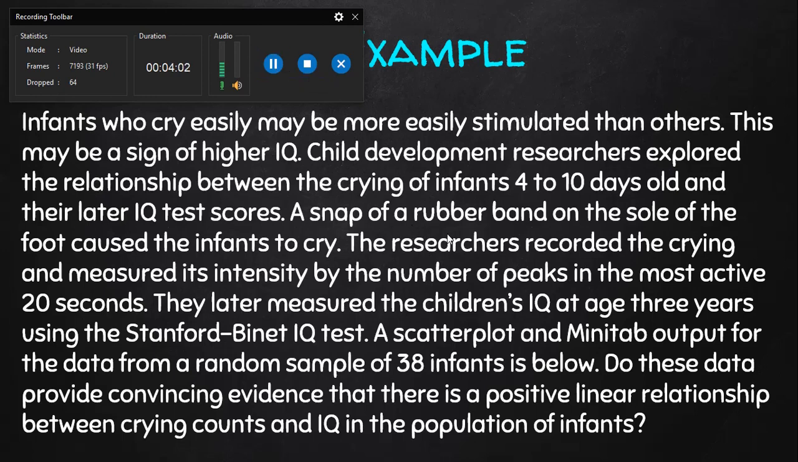A snap of a rubber band on the sole of the foot caused the infants to cry. The researchers recorded the crying and measured its intensity by the number of peaks in the most active 20 seconds. They later measured the children's IQ at age 3 using the Stanford-Binet IQ test. A scatter plot and Minitab output for the data from a random sample of 38 infants is on the next slide. Do these data provide convincing evidence that there is a positive linear relationship between crying counts and IQ in the population of infants?